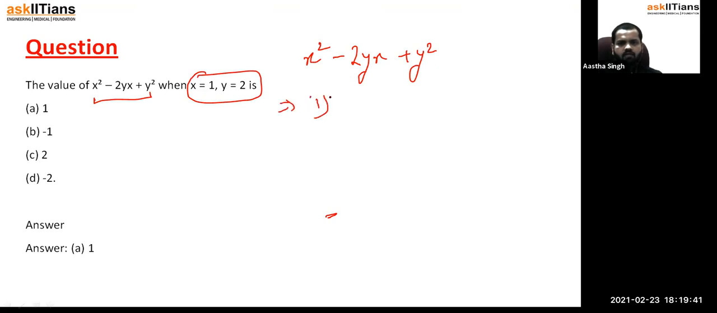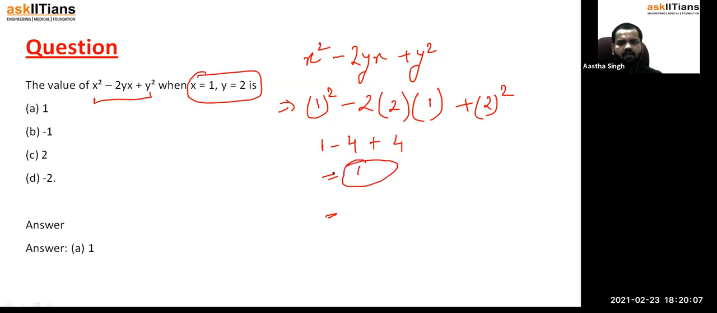X is 1, so 1 square minus 2. What is the value of y? Y is 2. Then x, what is x? X is again 1. Then plus y square, y is 2, 2 whole square, right? So 1 square is 1, minus 2 into 2 will become 4, plus 2 square will become 4. So plus 4 and minus 4 will cancel out and you will get the value of 1. The answer is 1.